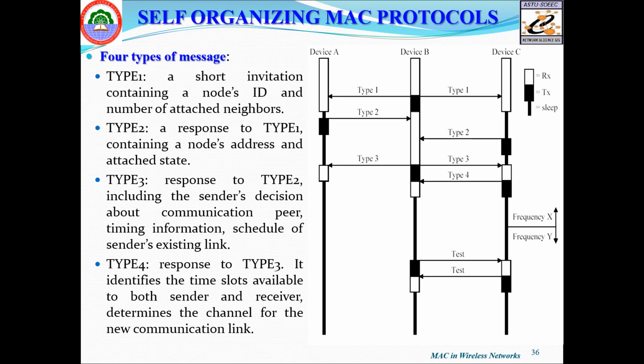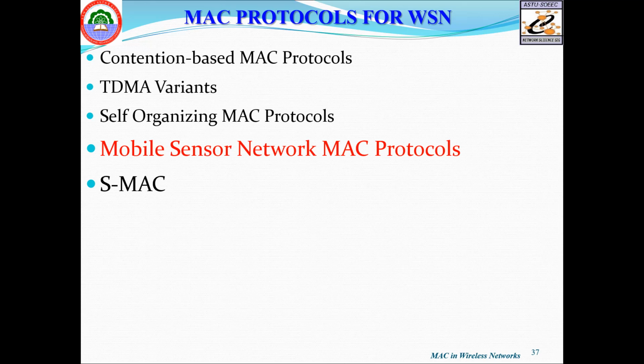In response to type 2, a type 3 message has to be sent. It includes the decision of the sender about the communication, or the schedule of the sender's existing link. In response to type 3, a type 4 message has to be sent. It identifies the time slots available to both the sender and the receiver to determine the channel for the communication link. It will establish the communication link.